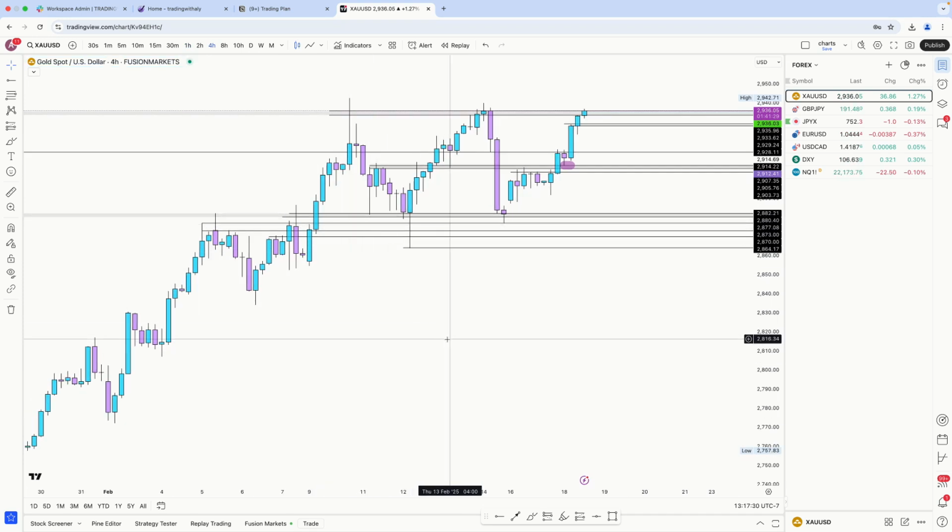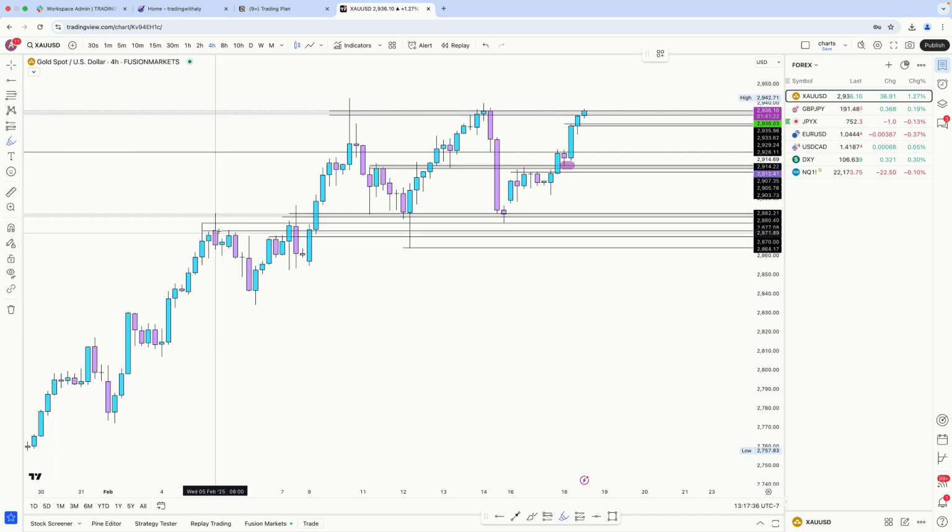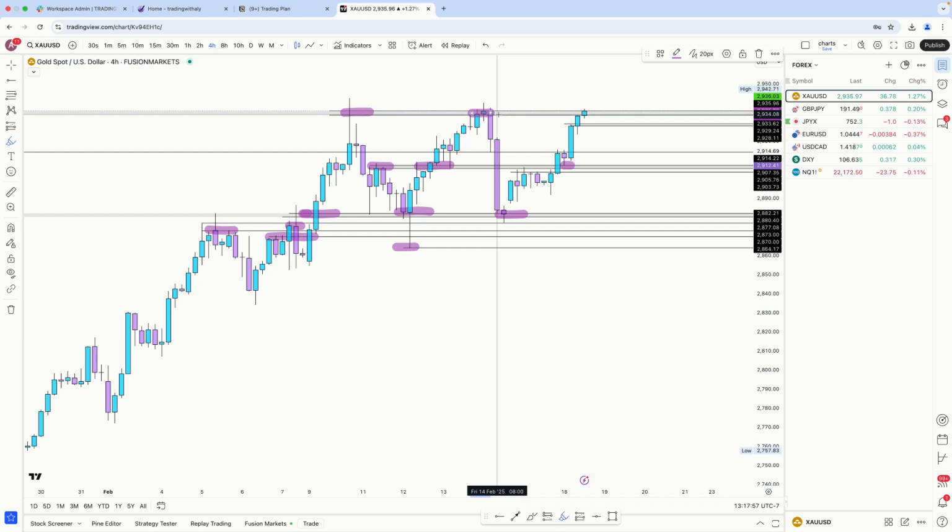my reaction zones. So the easiest way to honestly draw out reaction zones is taking a highlighter and just highlighting the areas that you need to point out with horizontal rays and the rectangle tool for the zones. So I just go like this. Well, I don't anymore because I know what I'm doing, but the easiest way when you don't know what you're doing is just outlining the areas where price has reacted and rejected.